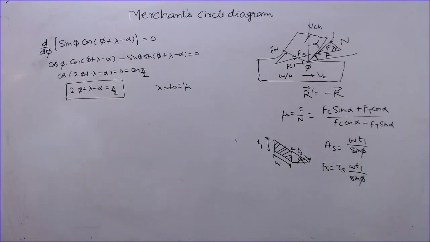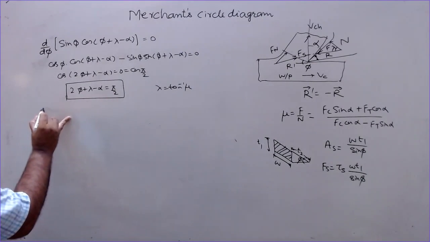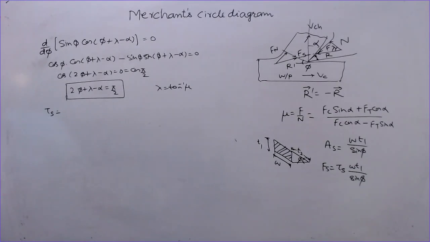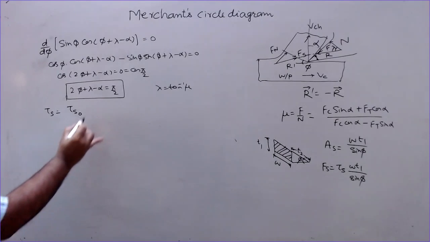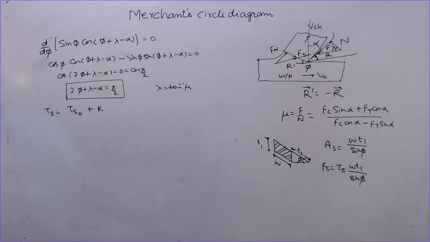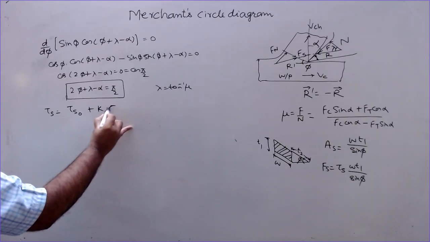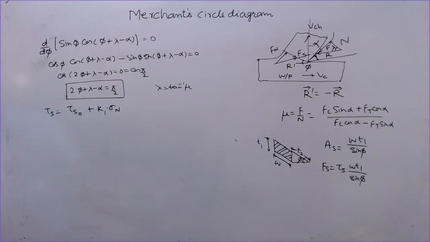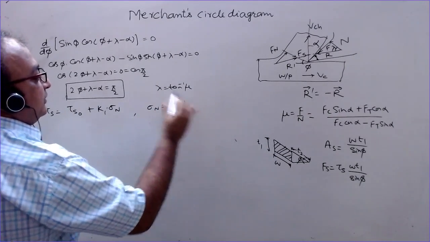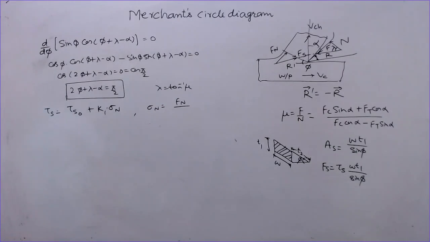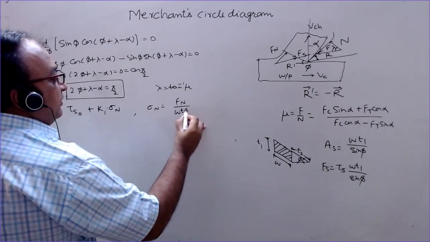So this is how he obtained the total stress acting on the shear plane, that is equal to a component of the shear stress tau s0 plus a constant multiplied by the normal stress sigma n. K1 is a constant here, and sigma n is the normal stress which is acting on the shear plane because of the normal force, that is Fn divided by the shear area, Wt1 divided by sin phi.